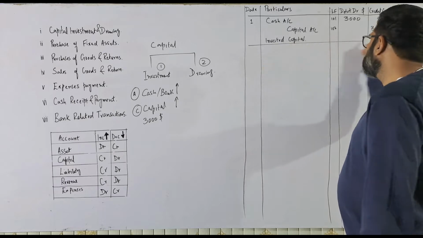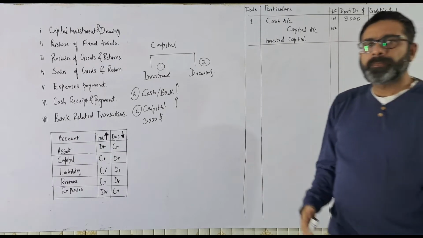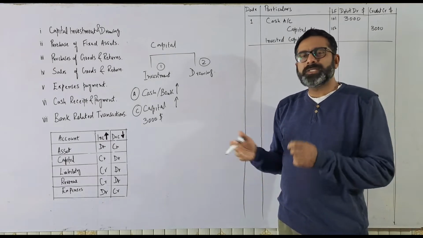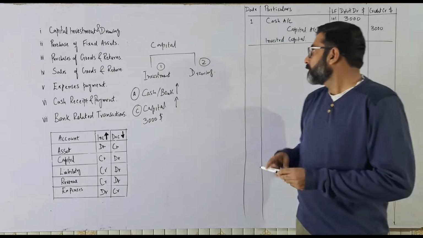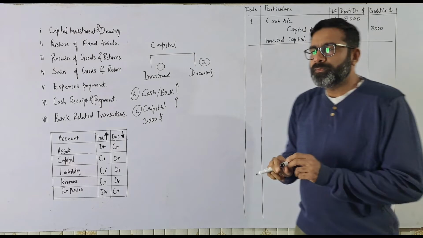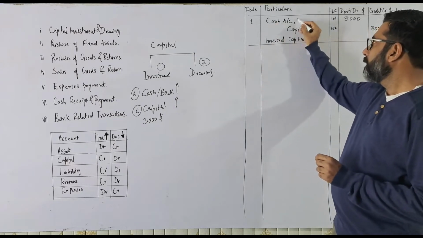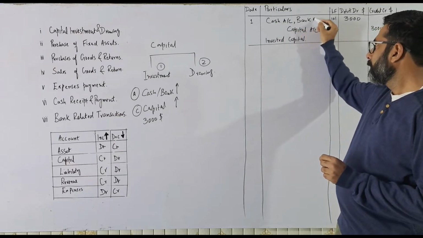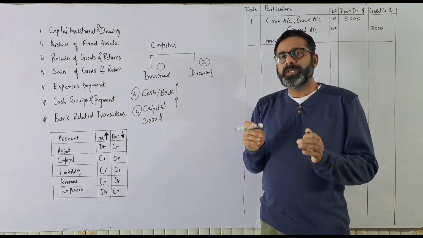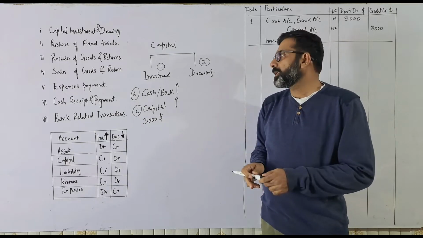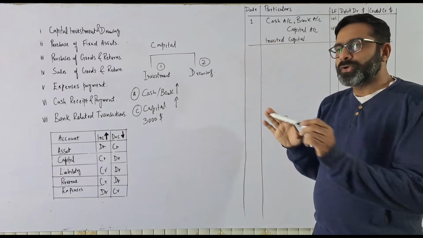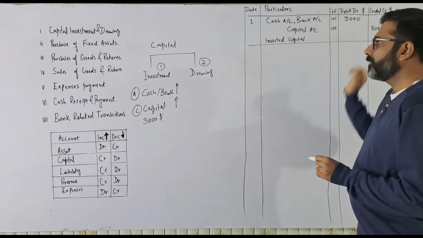The basic description is simply: invested capital. This narration is just according to the person who is writing the transaction, so it is for explanation purposes. Now this is the basic transaction. If it is not cash but bank, we just replace cash with bank. The owner may have started the business with an investment in the bank, or in the form of cash. So the cash account or bank account will be debit and the capital account will be credit.